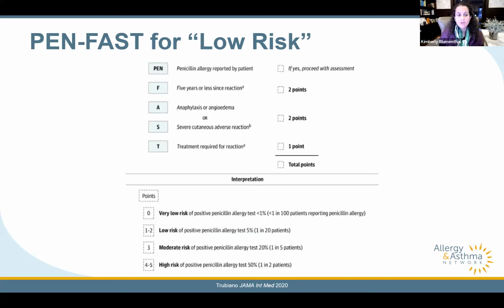And then finally, treatment required for the reaction. In this study, treatment was pharmacologic treatment, so something like antihistamines or epinephrine. But we found in our studies in the US that actually it's more seeking medical attention. The emergency room might be a better factor than receiving medicines.